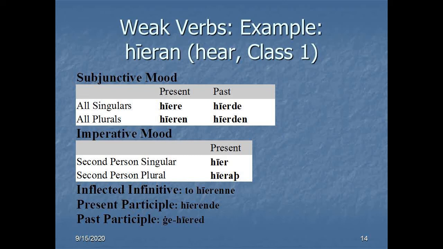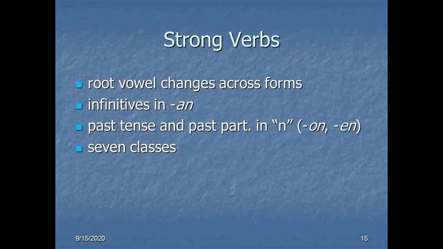Time to move on to the strong verbs, and they are a little more involved. As I mentioned before, the principal defining factor of a strong verb is that the root vowel changes across the forms, across the principal parts. So basically, that's the difference between a strong and a weak verb.